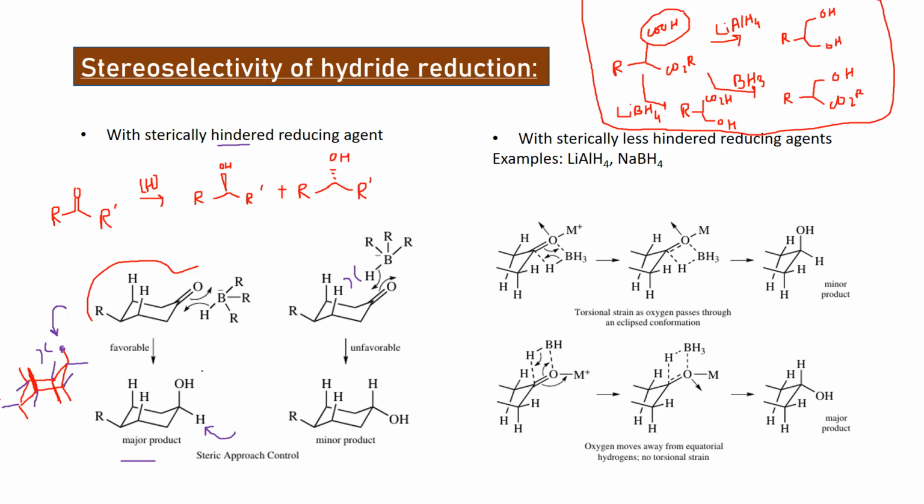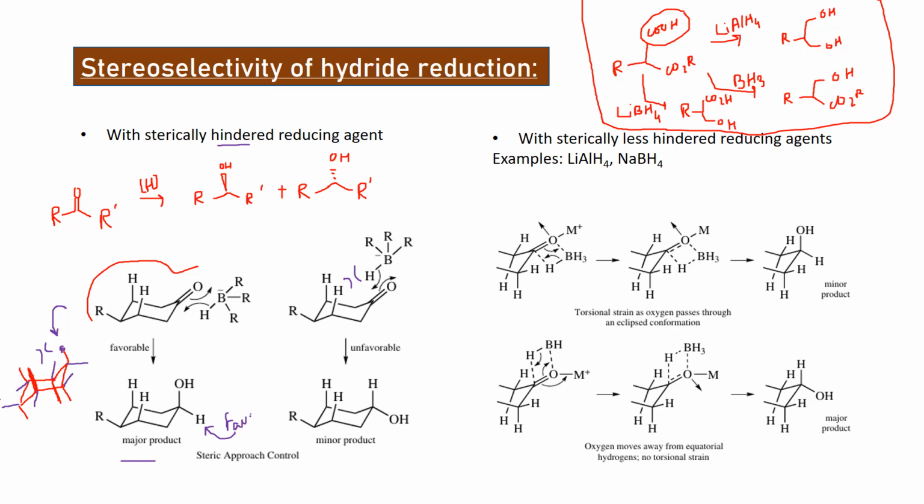If the reagent approaches from the equatorial, obviously this bond will open. If the hydride is approaching from the equatorial, this bond will open, and this OH will go axial. Don't get confused with axial and equatorial, because the reagent is approaching from the equatorial. That's why the newly generated alcohol bond will form axially. As it is coming from the equatorial, the newly generated bond will form axially.